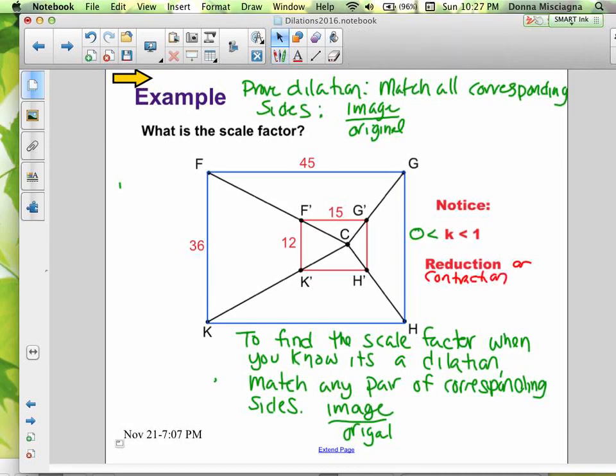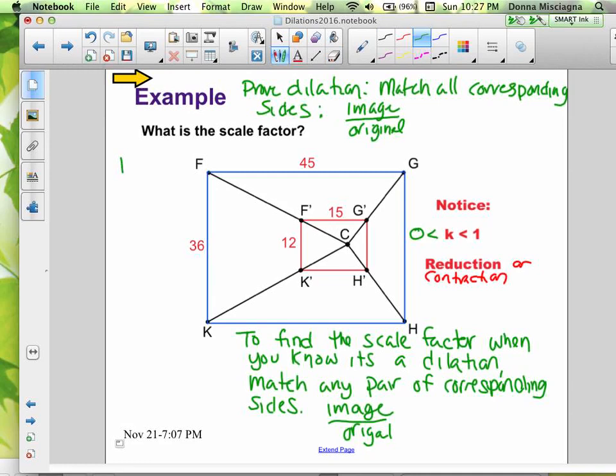You have what's written in there already. So to prove a dilation, you match all your corresponding sides, and it's always image over original or image over pre-image. To find the scale factor when you know it's a dilation, match any pair of corresponding sides. So here we want to actually prove, right? So that means that we have to match all the corresponding sides, right? And if we want to make sure that we actually find the scale factor at the same time, we're going to have to make sure it's image over original.